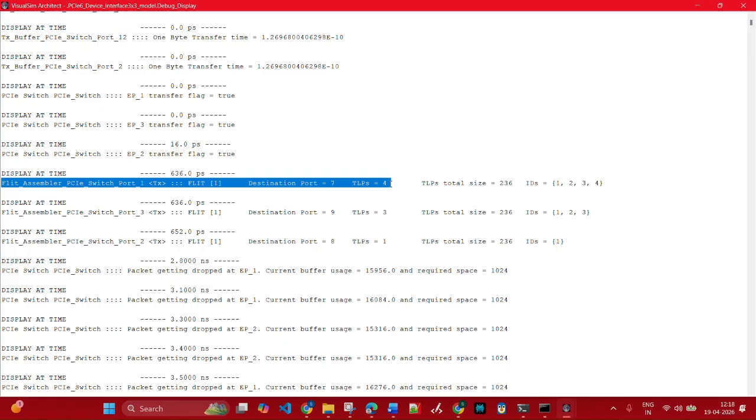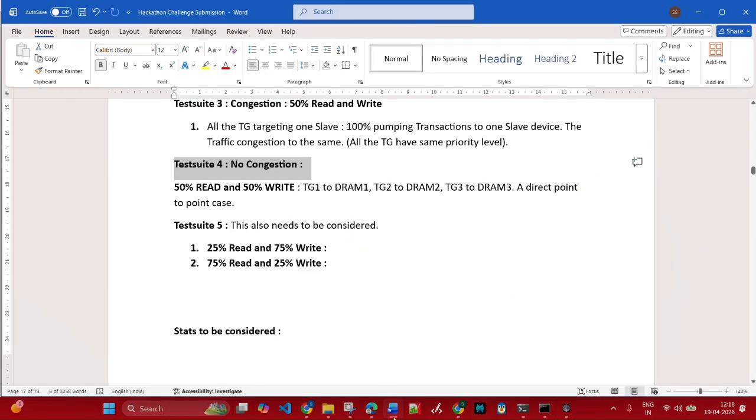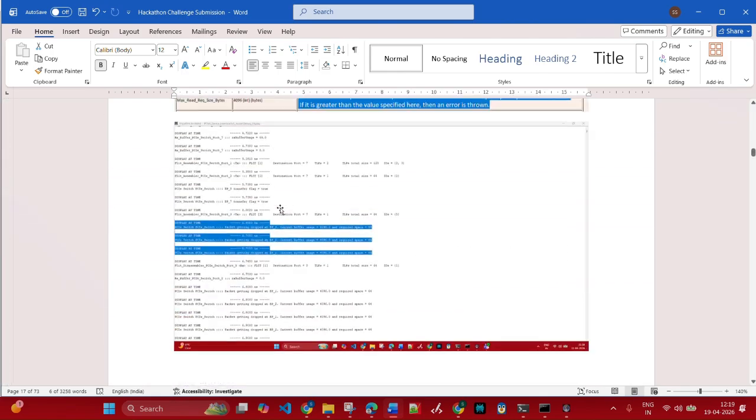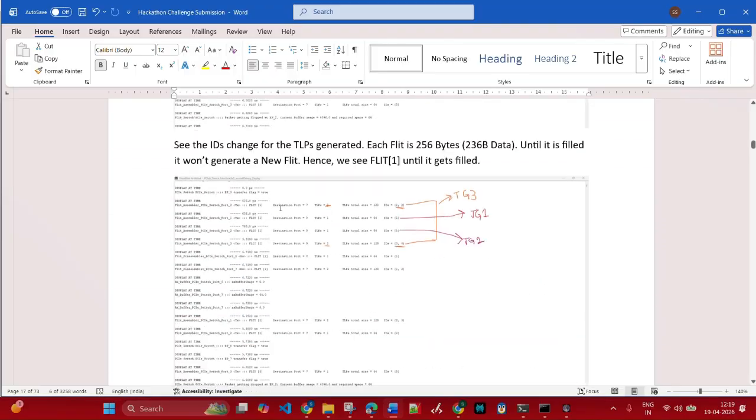I have received 4 TLPs at this point of time, and each TLP is 236 bytes. I am converting them into a flit. A flit is generally composed of multiple TLPs, as we saw in the block diagram.